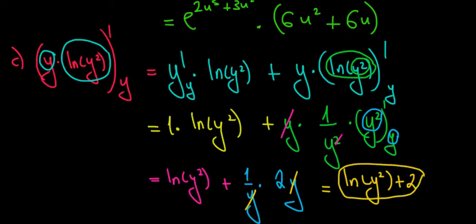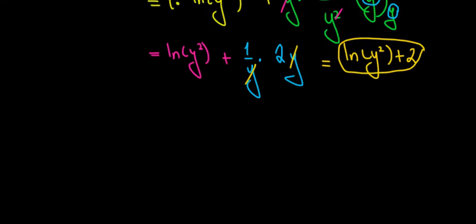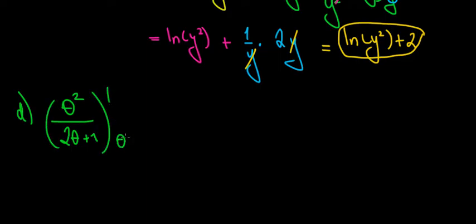Okay, we did that. We have one more. So this one is related with the quotient rule. What do we have in part D? The derivative of theta squared over 2 theta plus 1. So let's do that as well. Theta squared divided by 2 theta plus 1. We're differentiating this with respect to theta.